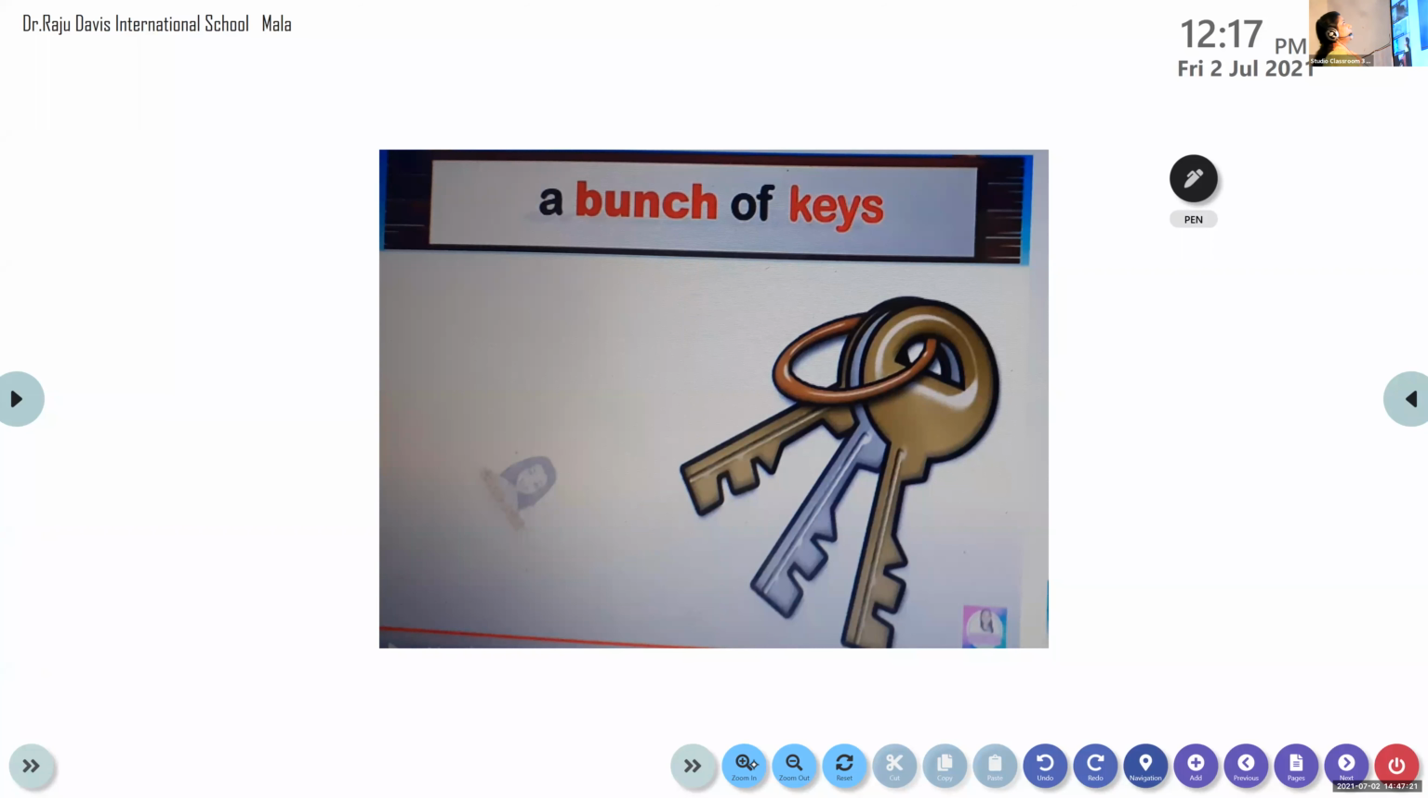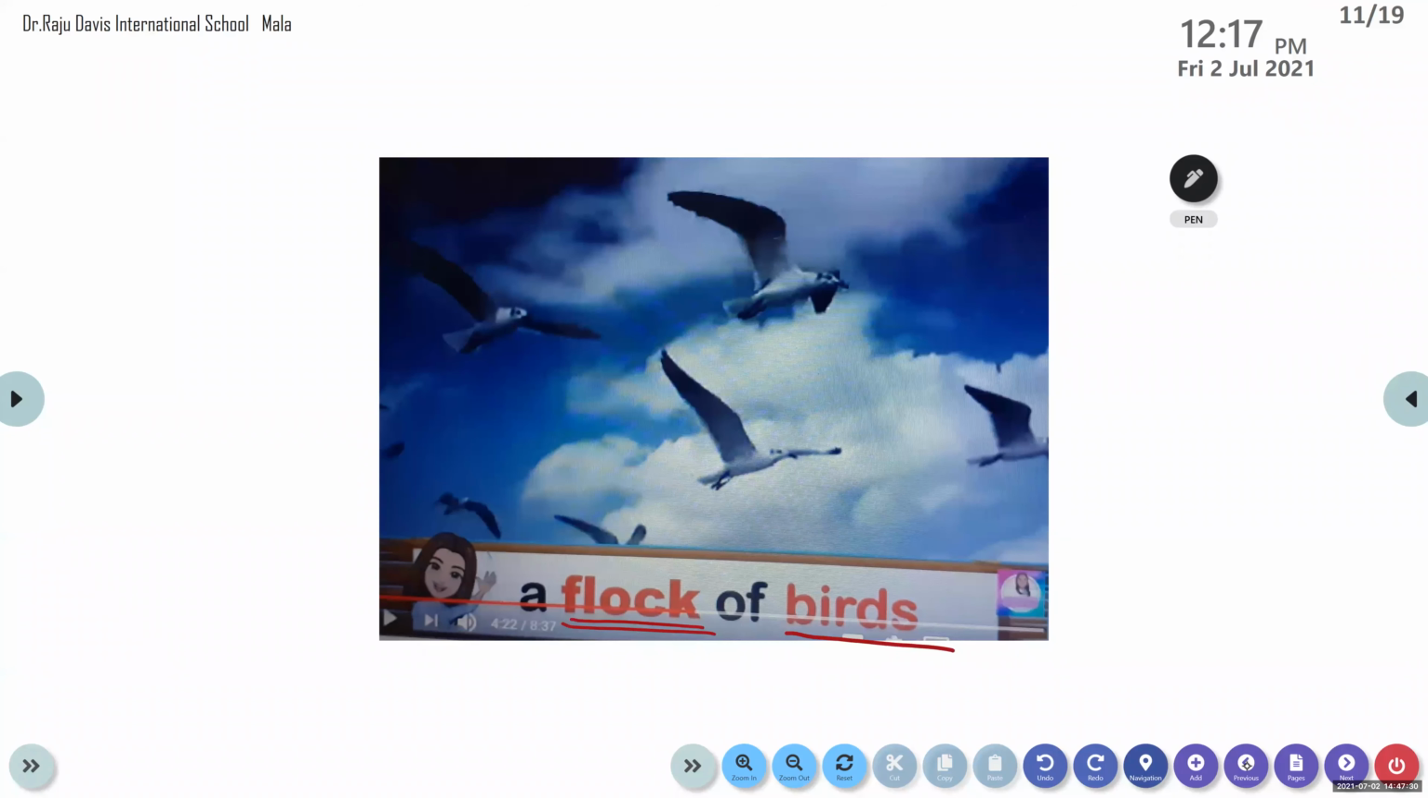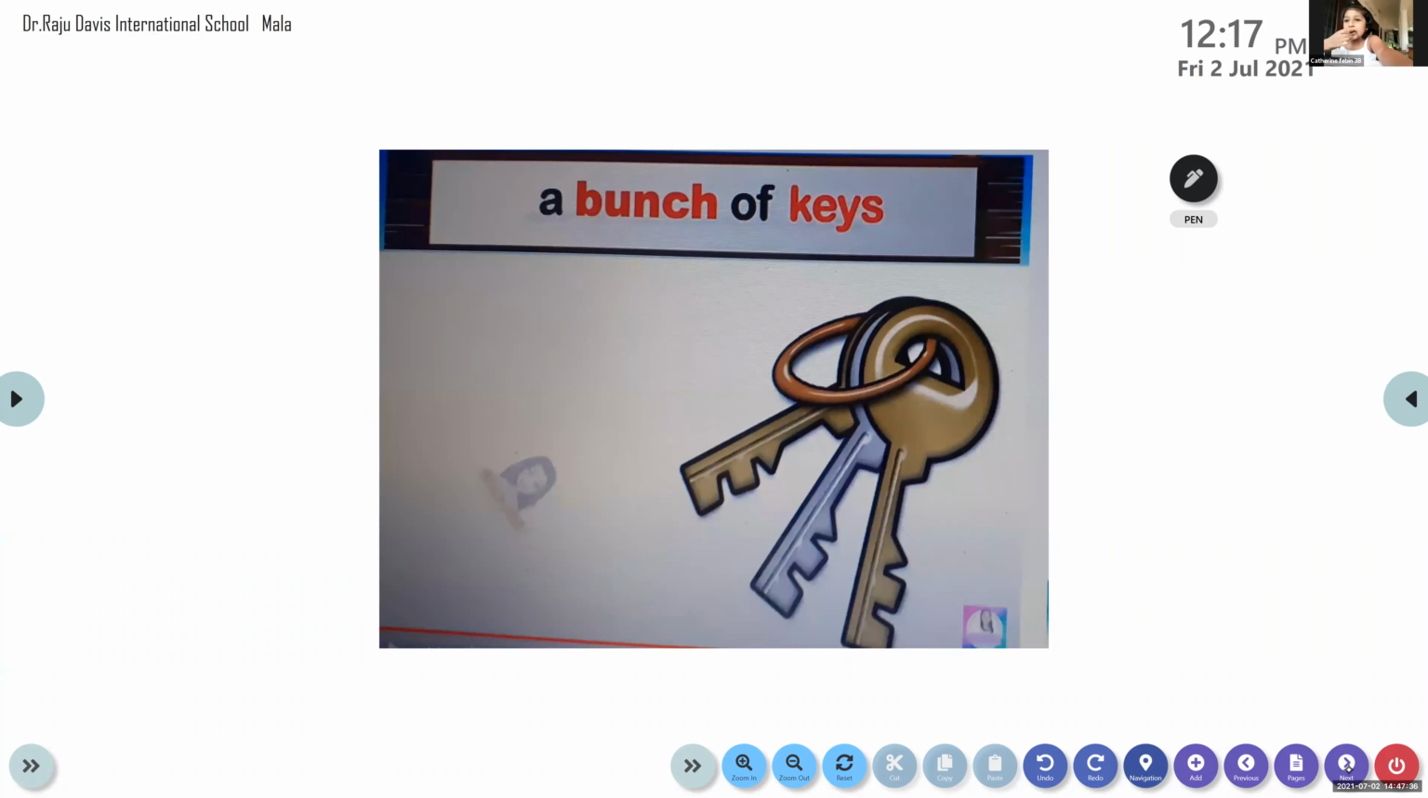Can you see the picture? If you can't see the picture, please tell me, I'll show you. A bunch of keys. Yes, it is a bunch of keys.